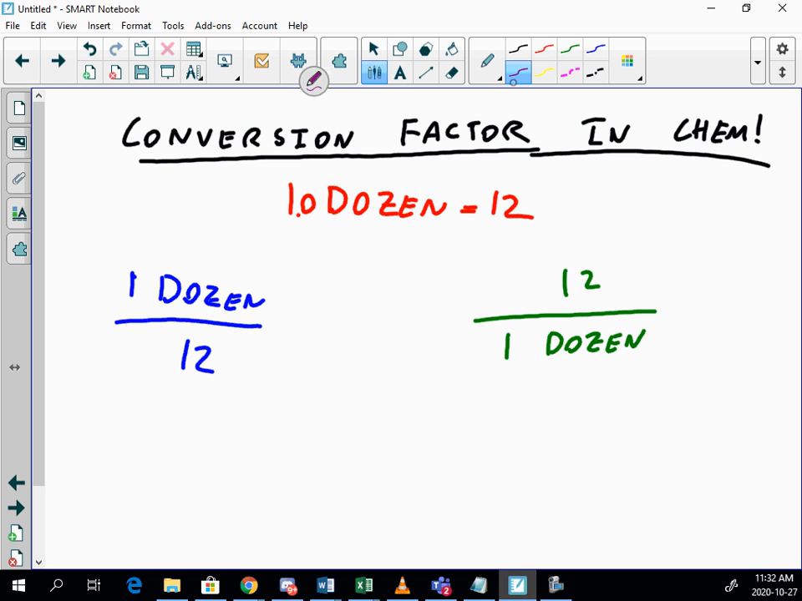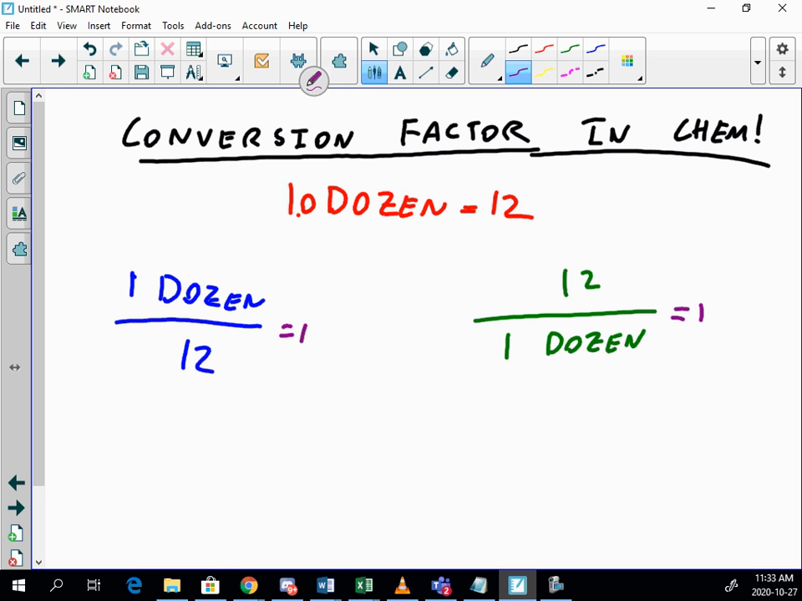Notice that both of these things are just equal to 1, right? A dozen divided by 12, 12 divided by 12 is 1. 12 divided by a dozen is 1. So if I multiply by these two factors, if I divide by these factors, nothing is going to change. I'm going to get the same amount that I started with.